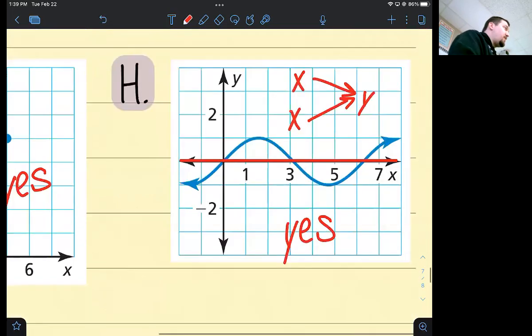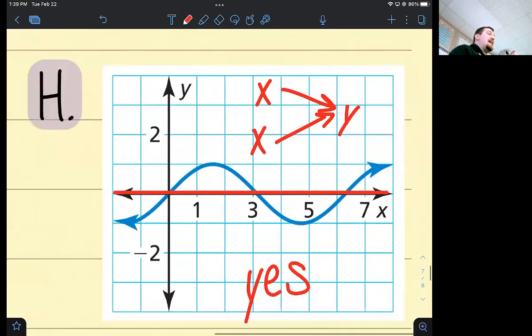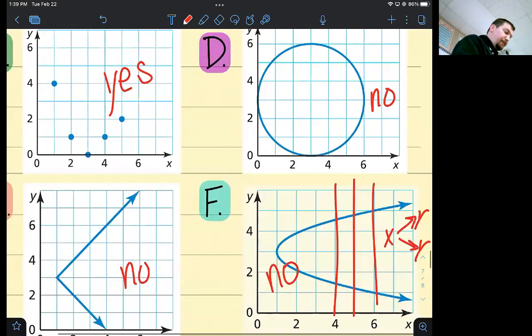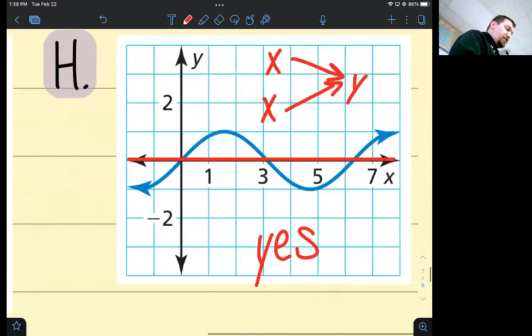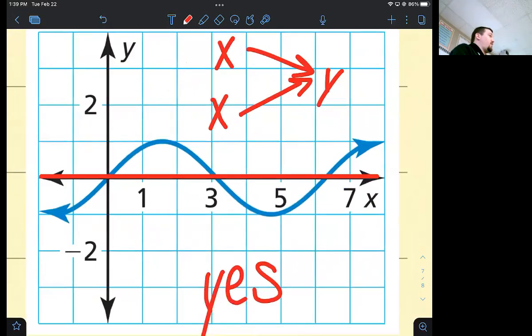Now, this is a function. Hang on. This is a function. This function is not 1-to-1. They call functions like this linear function here a 1-to-1 function. This one's not a 1-to-1 function because I got two x's going to the same y, but it's still a function.